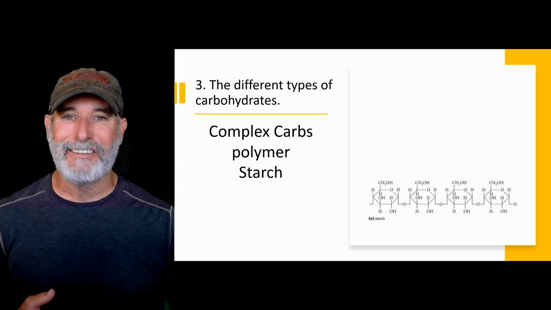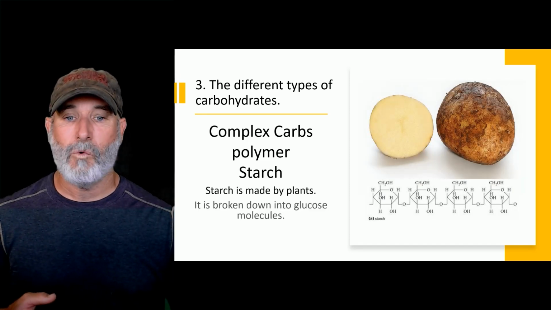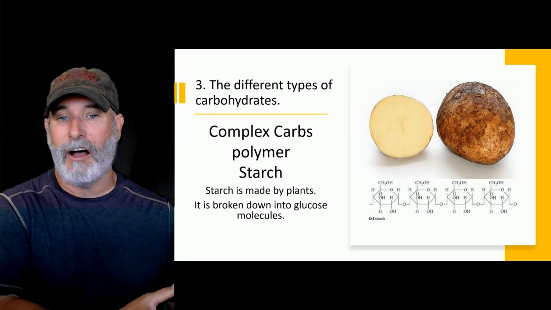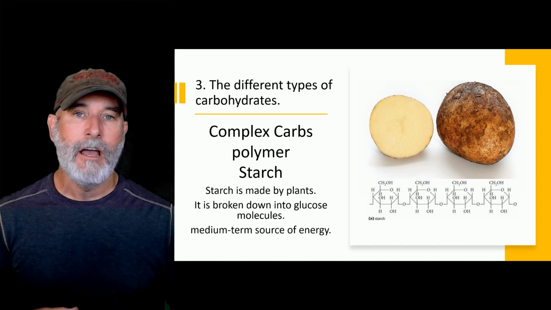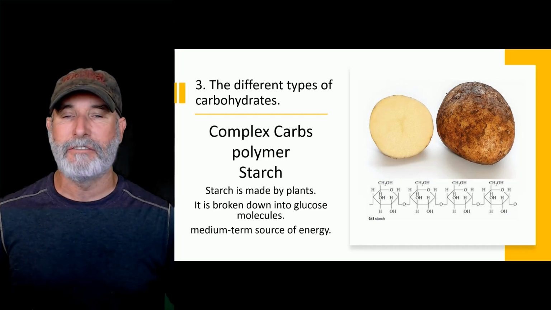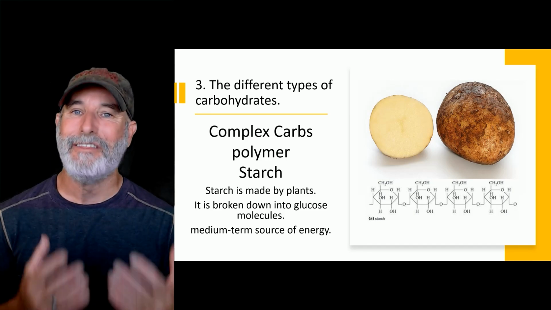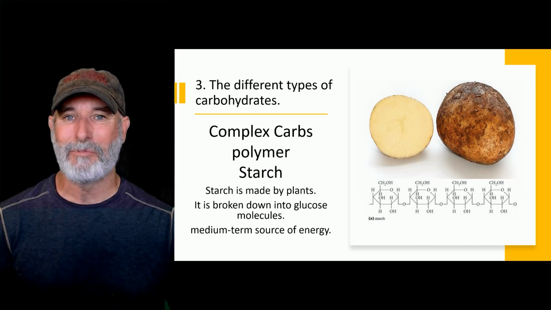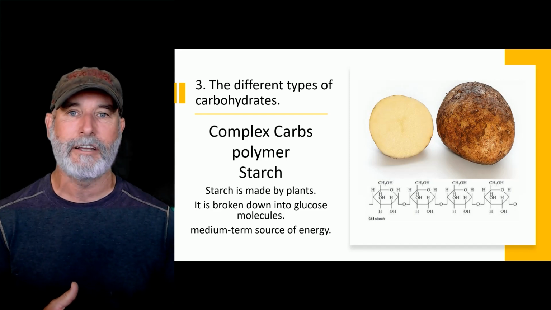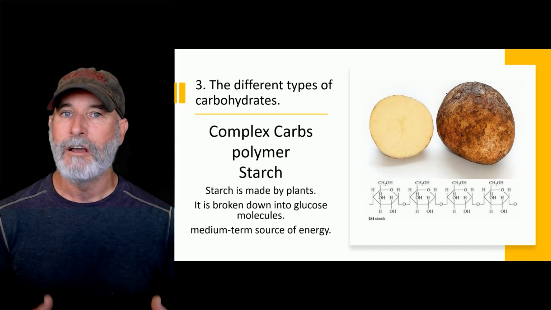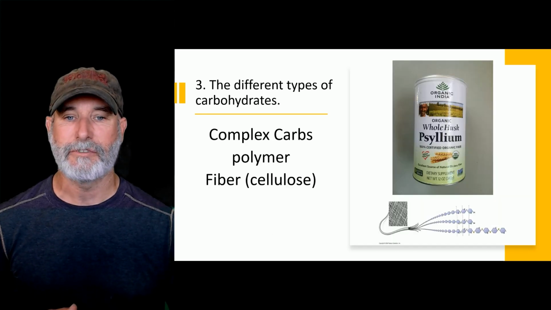It's a multi-branched polysaccharide. And then the next one is starch. Starch is made by plants, of course, and we can break starch down into glucose molecules. Now, this is a medium-term source of energy because there's an extra step involved with the digestion and then breaking off those individual glucose molecules. Then you send it off into glycolysis to be broken down. So because of the extra steps in breaking it down and absorbing it, it's a medium-term source of energy, whereas sugars are quick-term and fats would be a long-term source of energy.